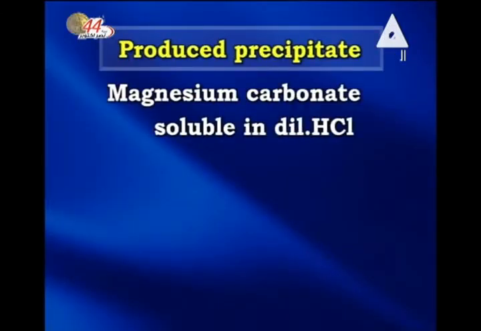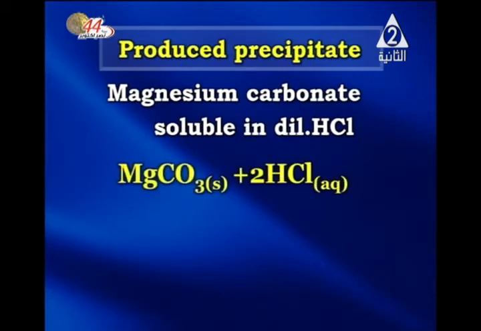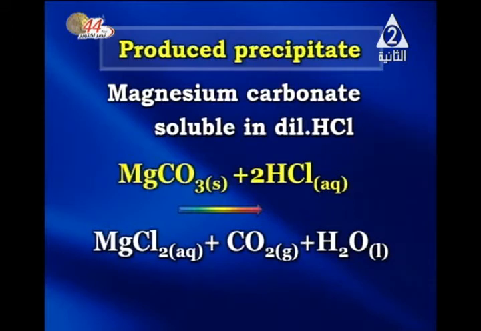Here, my dear student, as shown on the screen, on adding magnesium sulfate solution over the salt solution, it gives a white precipitate that forms in cold. So, my dear student, that magnesium carbonate is soluble in dilute hydrochloric acid, as the equation proceeds: MgCO3 plus HCl gives magnesium chloride, carbon dioxide, and water. So, the white precipitate produced here can be dissolved in dilute hydrochloric acid.